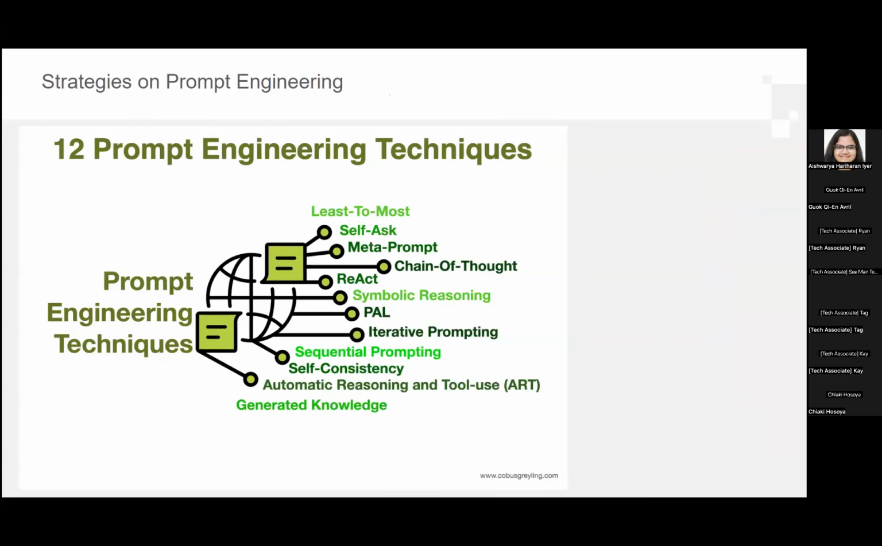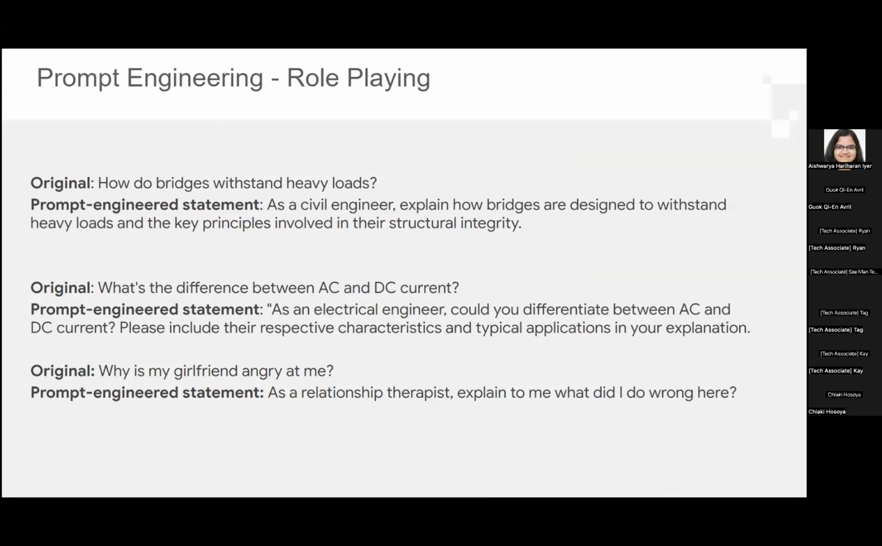So as mentioned earlier, a method we can use is role playing. And role playing is actually one of the methods of prompt engineering. You ask the AI to take on the personality or the persona of an expert or subject matter expert in the field you're asking for. For example, if you're asking how to build a bridge, you can ask GPT to take on a persona as a civil engineer.